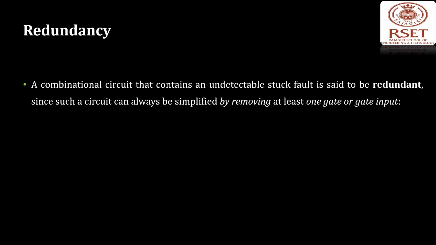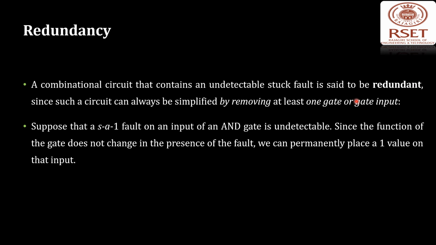Now let's discuss redundancy in circuits. A combinational circuit that contains an undetectable fault is said to be redundant. So the point to be noticed is that an undetectable stuck fault is said to be redundant. It's a stuck fault which is stuck at a particular logic value. Either it can be stuck at logic 0 or it can be stuck at logic 1. But note that it is an undetectable stuck fault. In that case, we'll say that that particular combinational circuit is redundant.